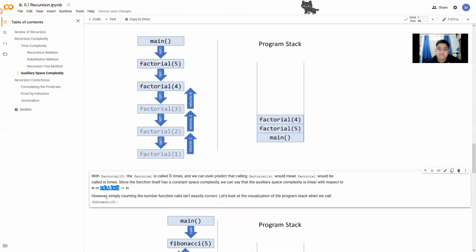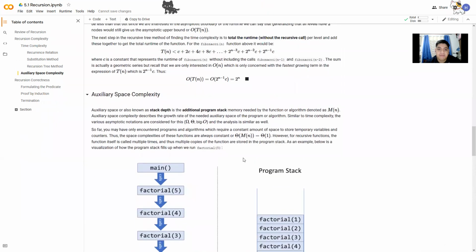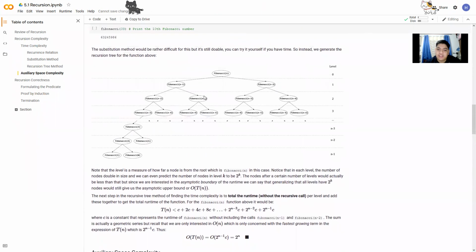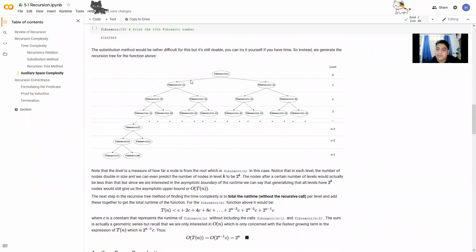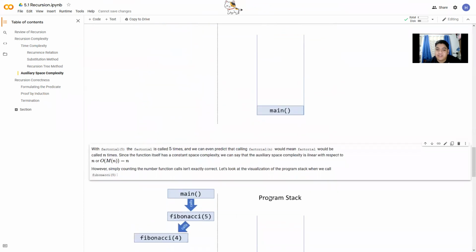Now, it looks kind of easy just counting the number of function calls. So for our Fibonacci function, would that also be the case? So are we expecting O of n memory? That's not quite correct.